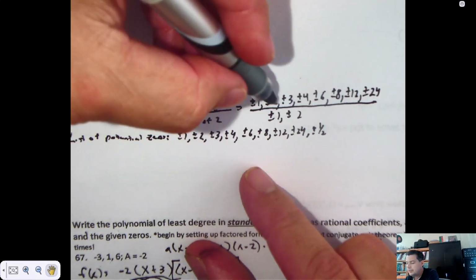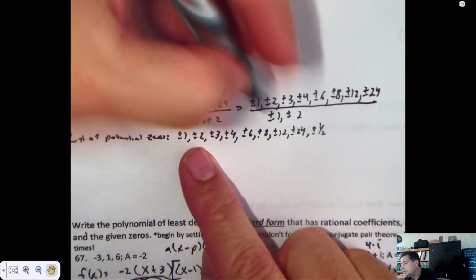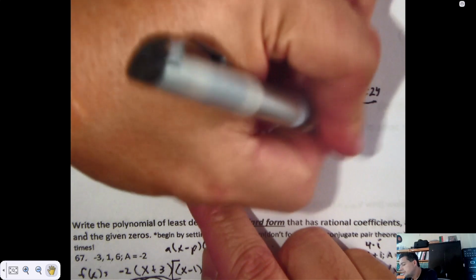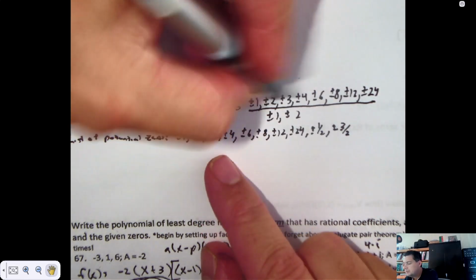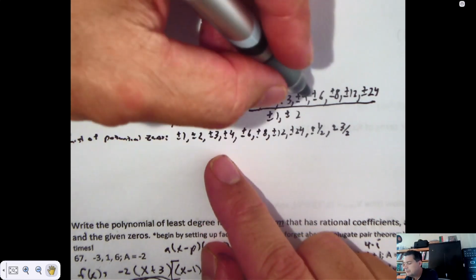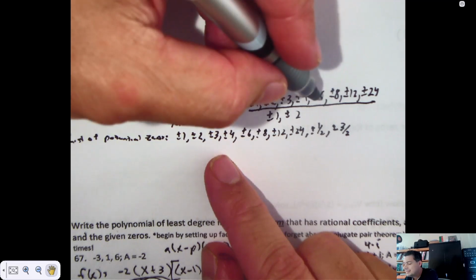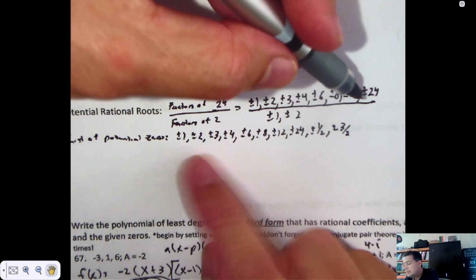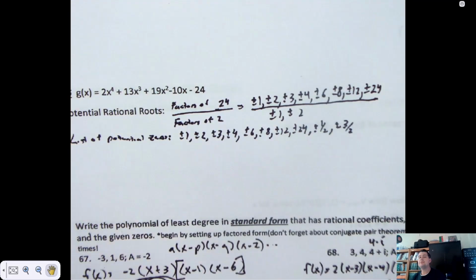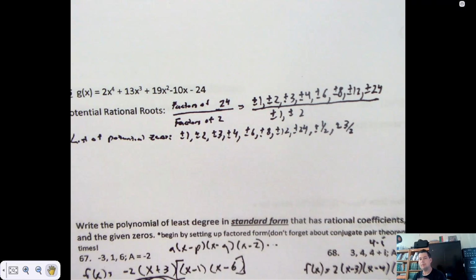2 over 2 is 1. That's already in my list. 3 over 2 would be new. Plus or minus 3 halves. 4 over 2 would be 2. 6 over 2 would be 3. 8 over 2 would be 4. 12 over 2 would be 6. 24 over 2 would be 12. If this thing has a rational zero, it's in that list. And like I said, in pre-calc, we guess and we plug in, over and over. Okay?